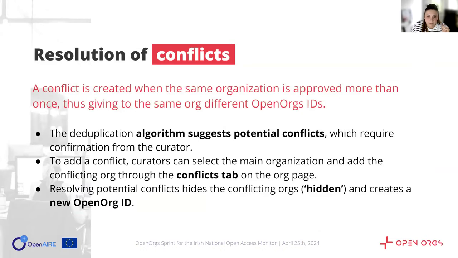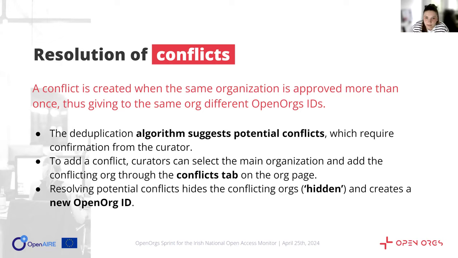And conflicts arise when an organization is approved more than once, resulting in duplicate organizations with different IDs. It's worth noting that such situations are not very common. However, they can occur, particularly when curators are required to curate extensive lists of research organizations. You know, mistakes happen, but fortunately there are ways to resolve this conflict.